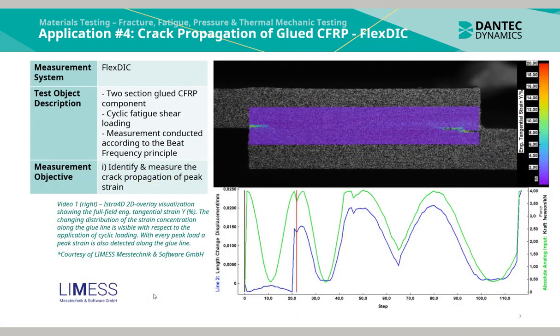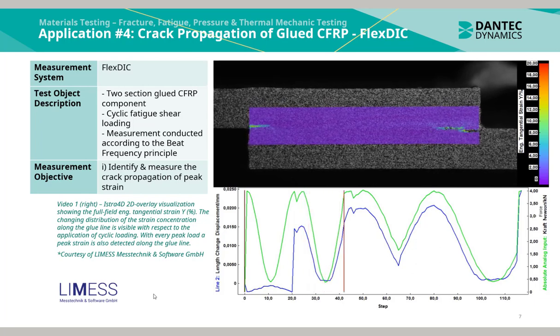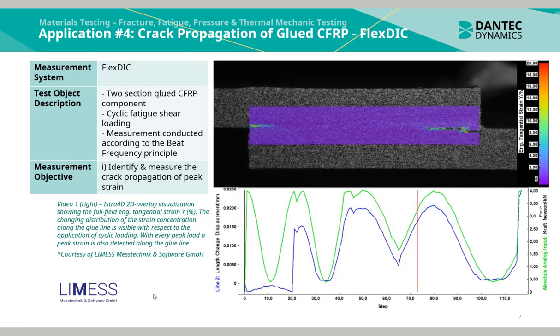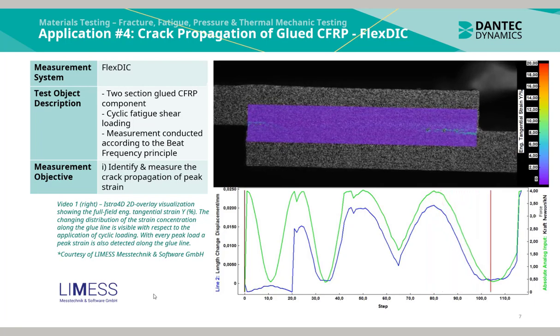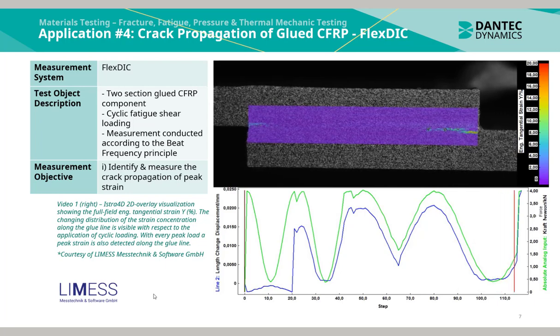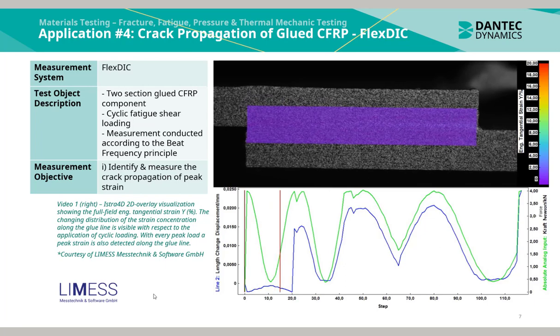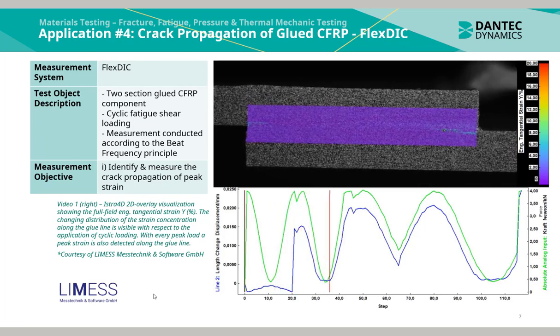Application 4 is a crack propagation measurement of a glued CFRP sample, measured using the FlexDIC system. A two-section glued CFRP component was tested under cyclic fatigue shear loading. The measurements were conducted according to the beat frequency principle. The measurement objective was to identify and measure the crack propagation of peak strain.